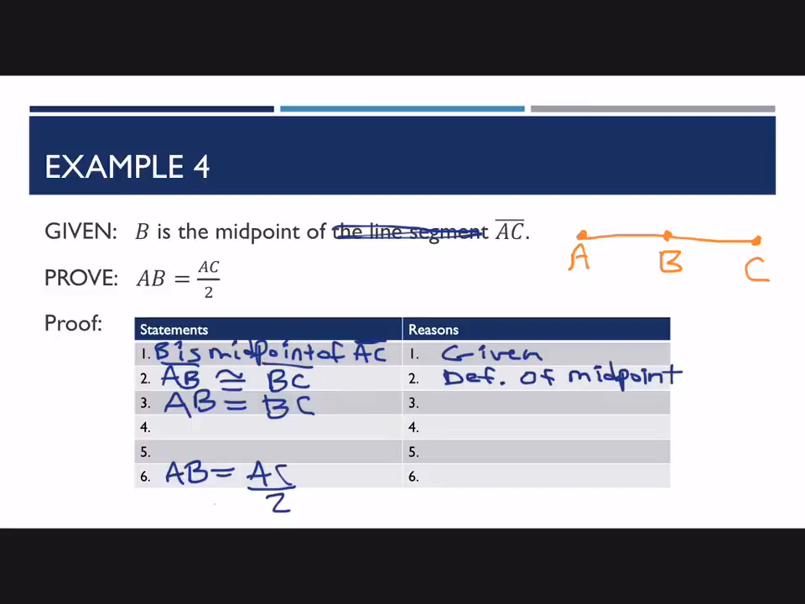And that one, if you look back, is the definition of congruence. Two segments that are congruent have equal lengths.